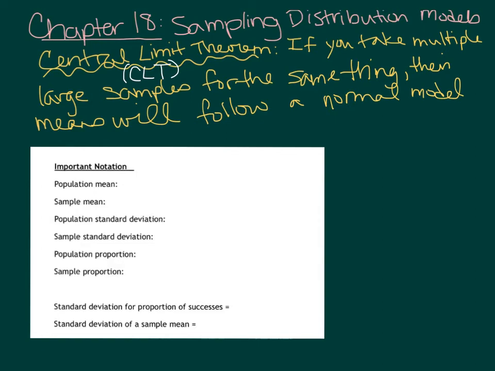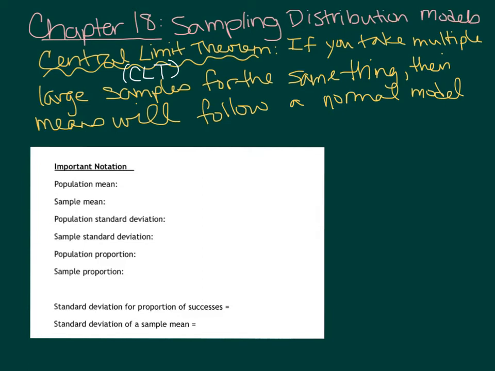The basic idea behind it is that if you take many large samples for the same thing, then from all of your samples, the means of these samples are going to follow a normal model. And this was discovered by a French mathematician named Laplace. He did many, many important things. This is just one of them.